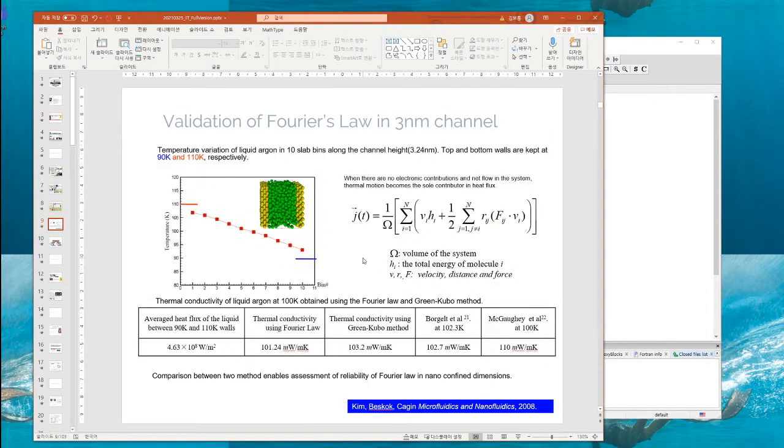All right, so I think everybody is familiar with Fourier's law of heat conduction, and Fourier's law of heat conduction works very well at the continuum scale. And now I'm working on molecular dynamics at a very small, confined size.